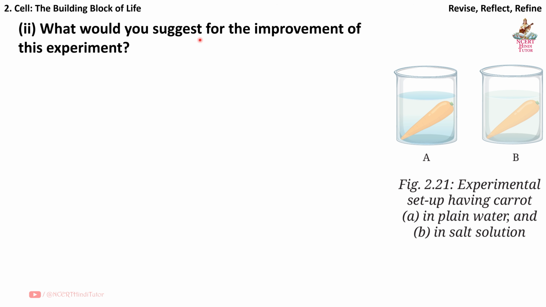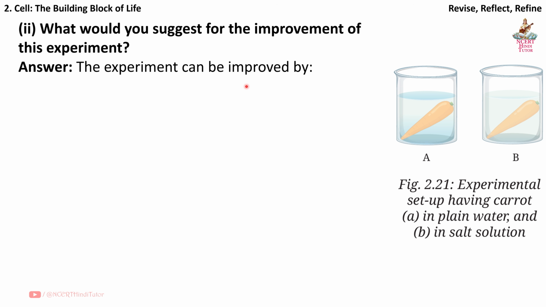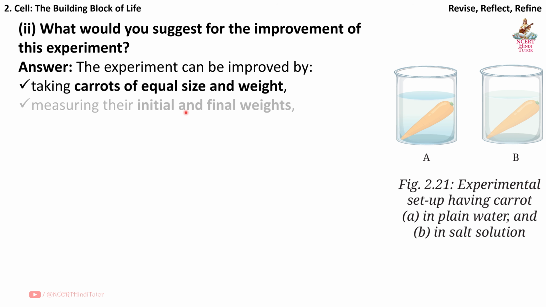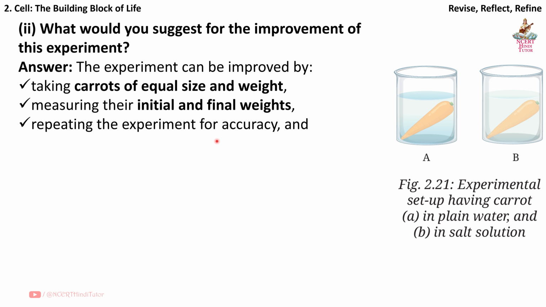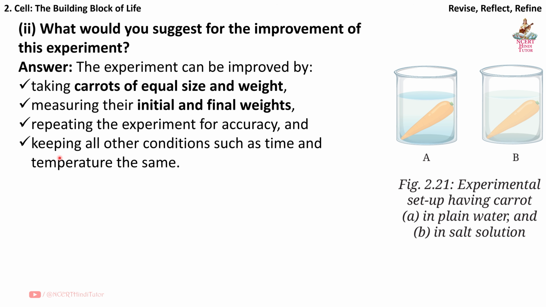Second, what would you suggest for the improvement of this experiment? Answer: the experiment can be improved by taking carrots of equal size and weight, measuring their initial and final weights, repeating the experiment for accuracy, and keeping all other conditions such as time and temperature the same.